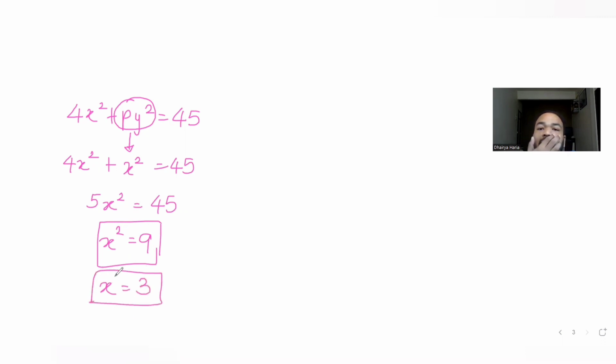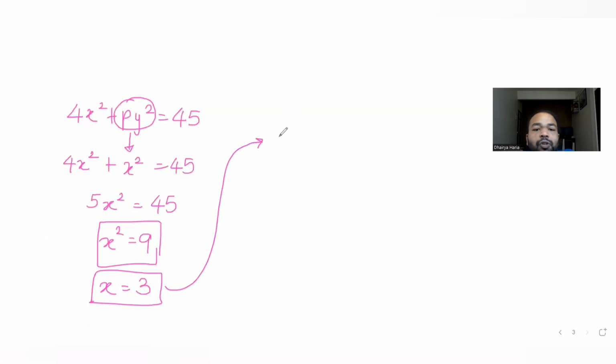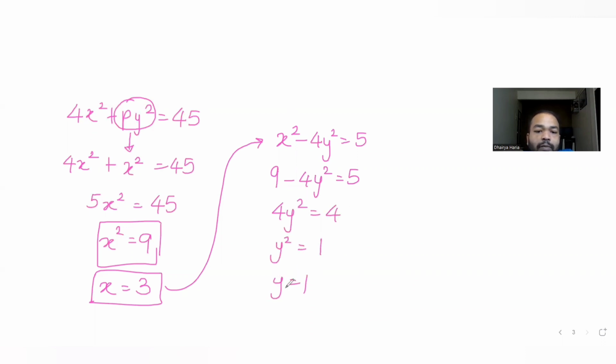So once I have the value of x here as 3, let's understand what values of y I can get here. If I substitute x as 3 in the second equation, of the hyperbola, x square minus 4y square equals 5. So x square, if I put it as 3, 3 square, that is 9, minus 4y square equals 5. So you get here 4y square equals 4, y square equals 1, y becomes 1. So you have the values of x as 3 and y as 1.